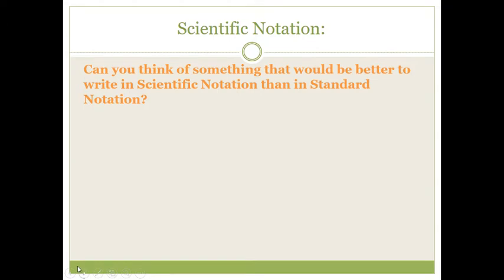So let's take a moment. Can you think of something that would be better to write in scientific notation rather than standard notation? I mean, why are we learning this? If I can just write it how we always would write it, why would I want to write something in a different form? So remember we talked about something being really, really big, or a large measurement or a lot of something, or something maybe really small. Let's take a moment to pause the video, see if you can come up with some examples. There are many.